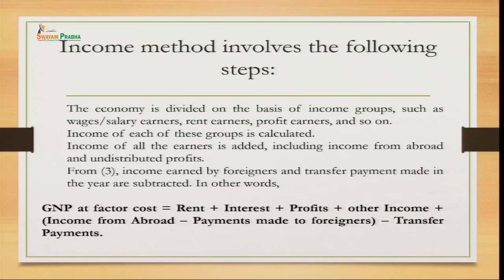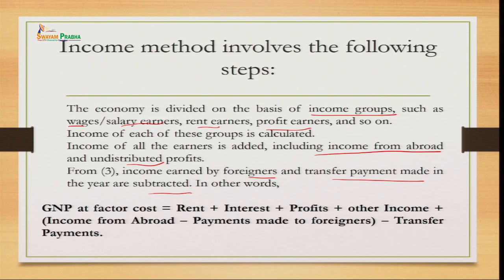Same way, for the calculation of national income by the income method, we are going to divide the economy on the basis of income groups, right? Like what total income is being earned in the form of wages, salary earners, rent earners, profit earners, and so on. Now income from each of these groups is calculated, and the incomes of these groups are added together, including the income of the people working abroad as well as undistributed profit of the firm. So here the income earned by the foreigners and transfer payments made in the year are subtracted.